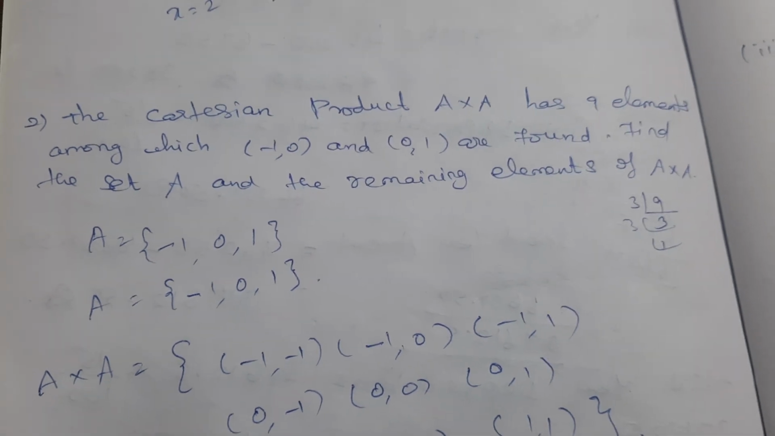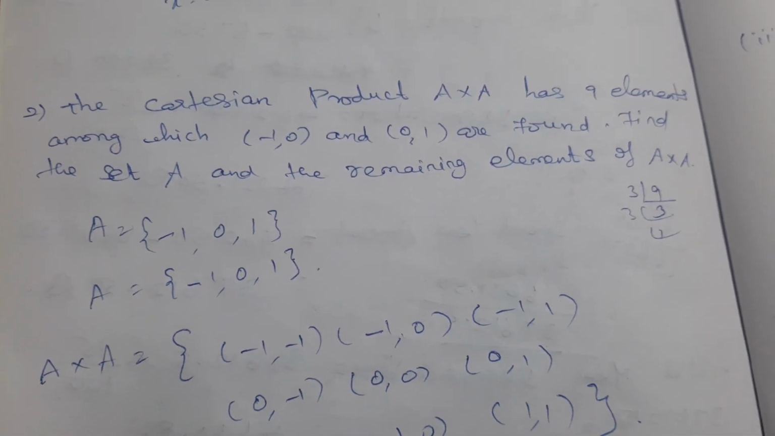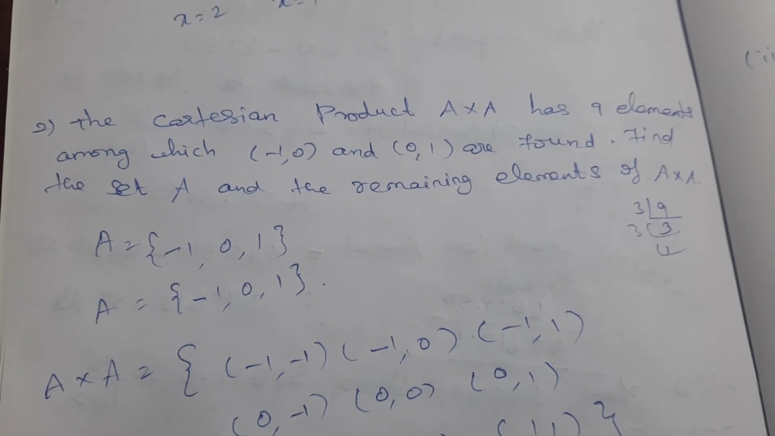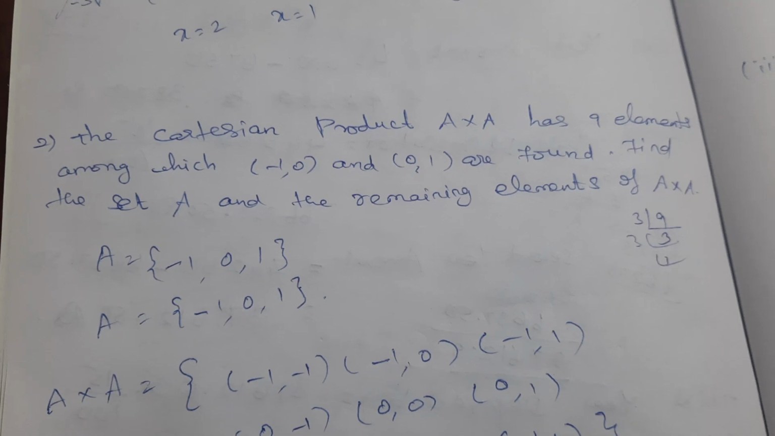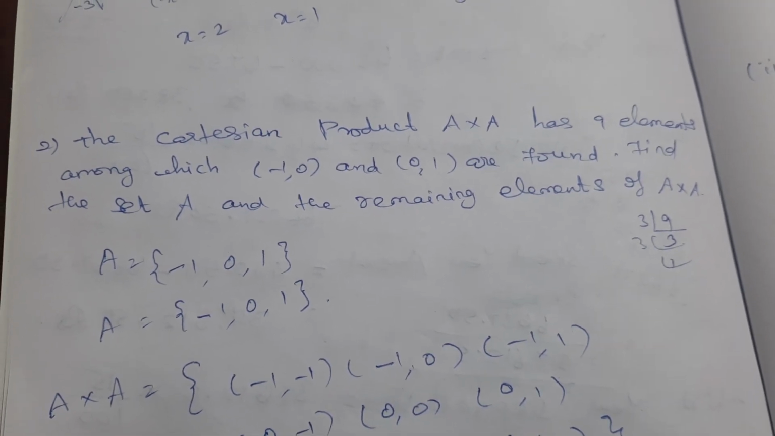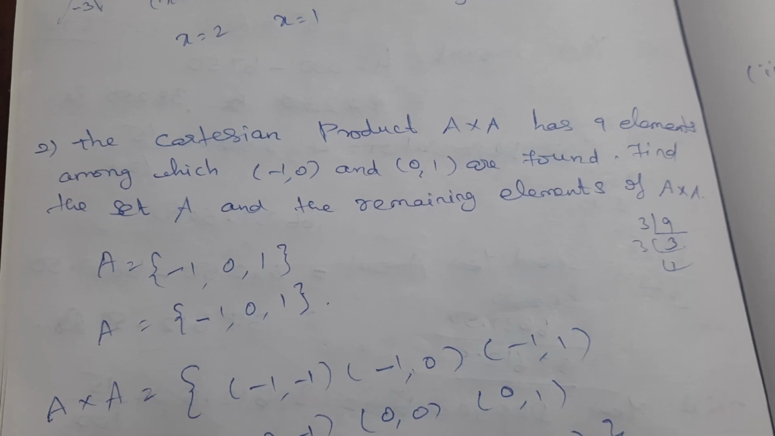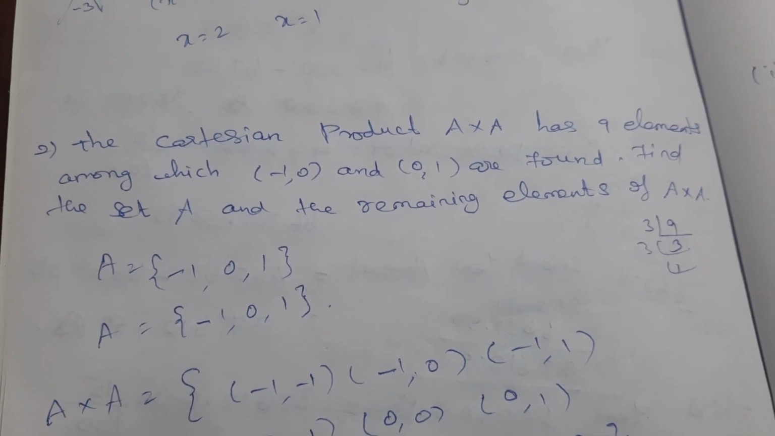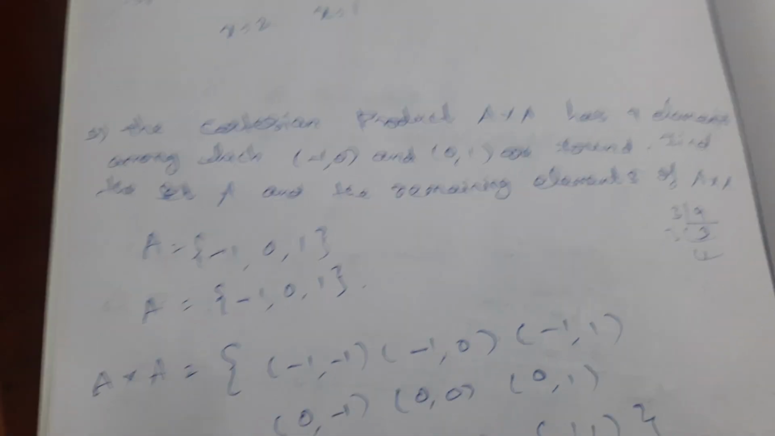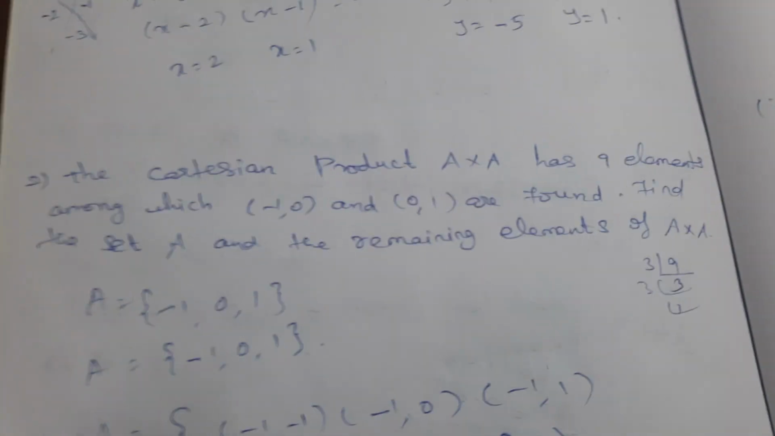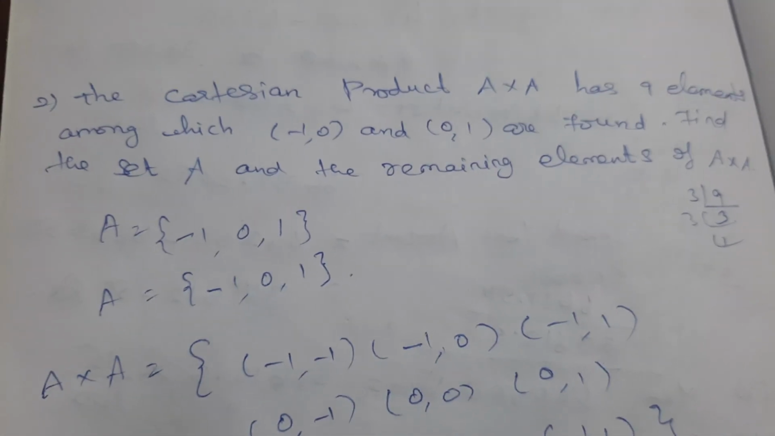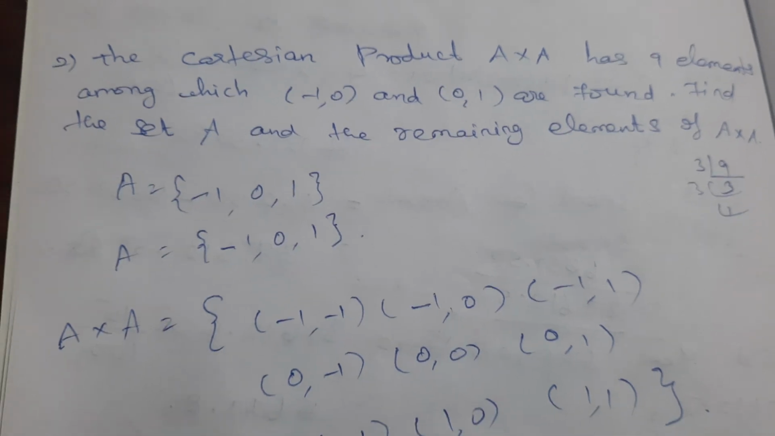So how to find A: here 9 elements are there in A cross A. If there are 9 elements in A cross A, the set A has 3 elements, because 3 into 3 means 9. So just 3 elements are there in A. What are the elements? The two given elements give the values −1, 0, 1. So we put A equal to {−1, 0, 1}. For A cross A, the other A is also {−1, 0, 1}, same.